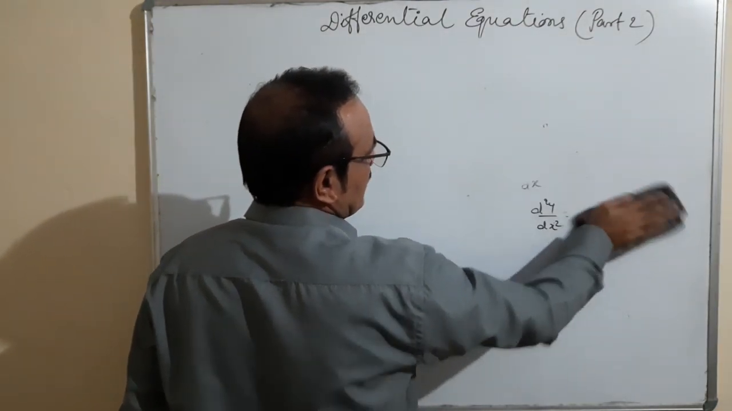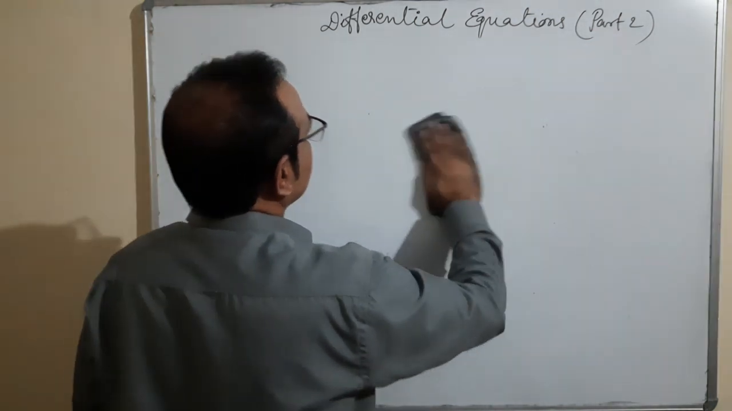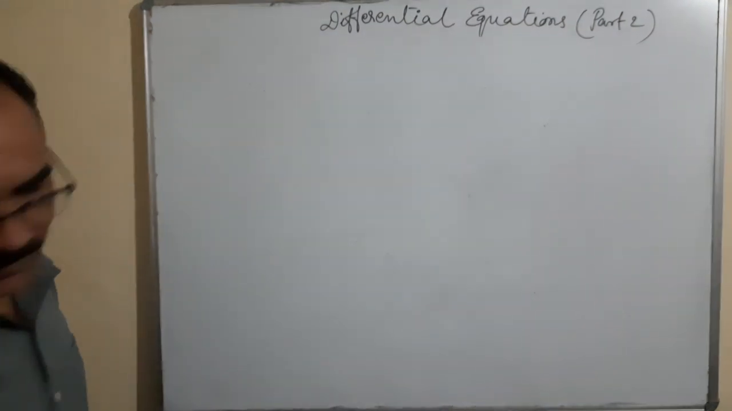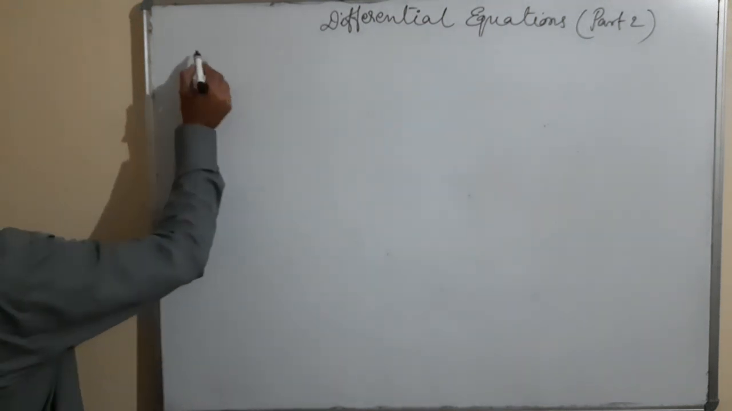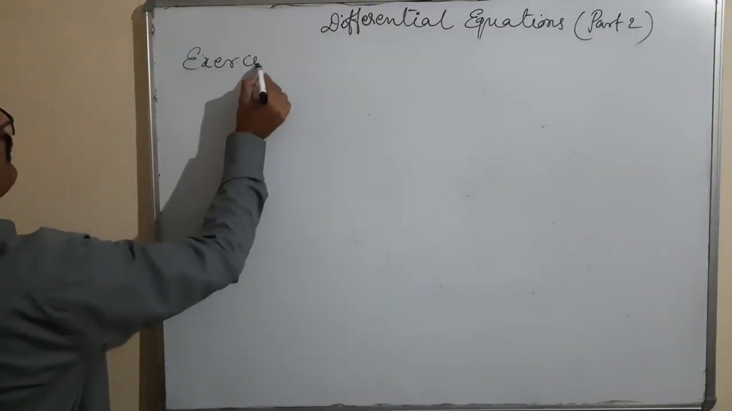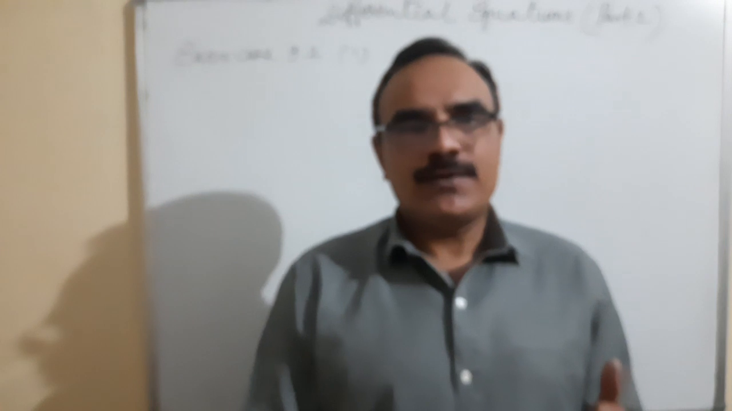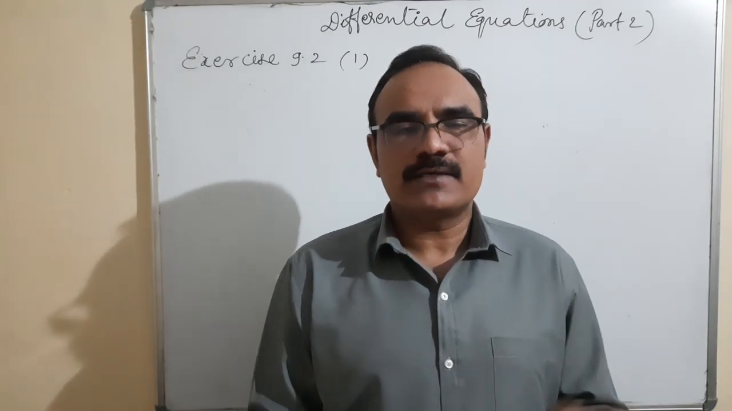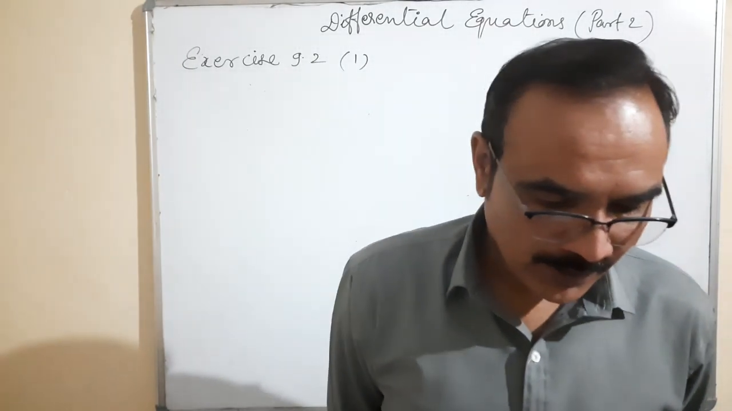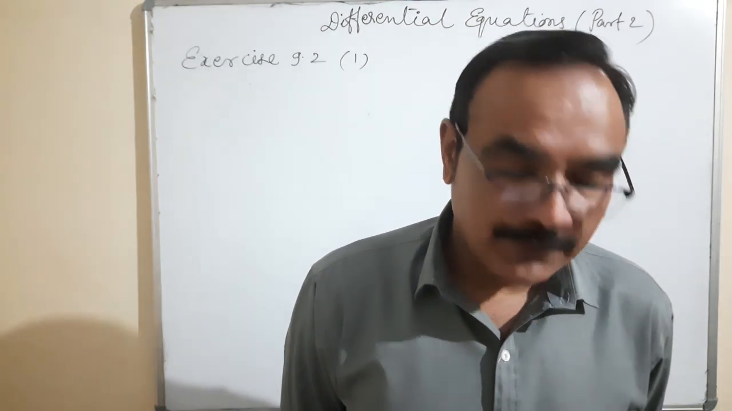So I am starting exercise 9.2, starting from question number 1. In each of the questions 1 to 10, verify that the given function, explicit or implicit, is a solution of the corresponding differential equation. There are two types of function, explicit and implicit. In explicit, the variables can be separated; in implicit, they cannot be separated.